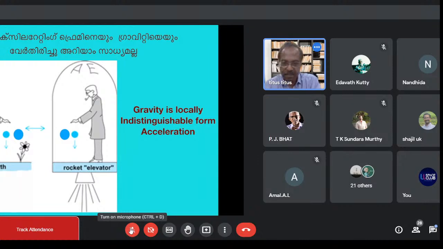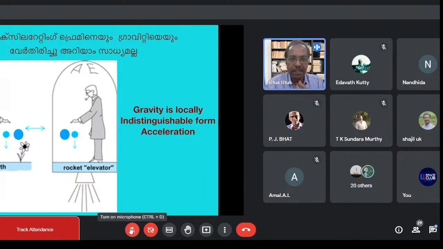That means that a uniform gravity can be mimicked by an accelerating frame. Uniform gravity we can artificially create with an accelerating frame. Once you create such an artificial gravity, there is no experiment in this universe which can distinguish between a real gravitational field and a mimicked gravitational field with an accelerating ship. No experiment is there. So we could say that these two situations are indistinguishable.